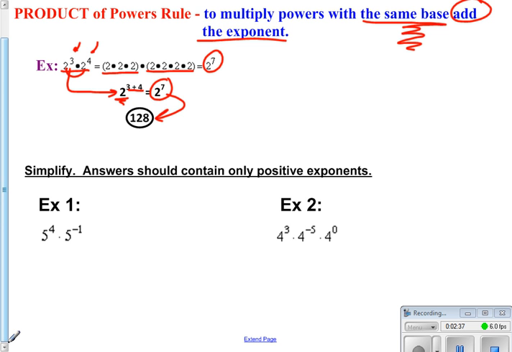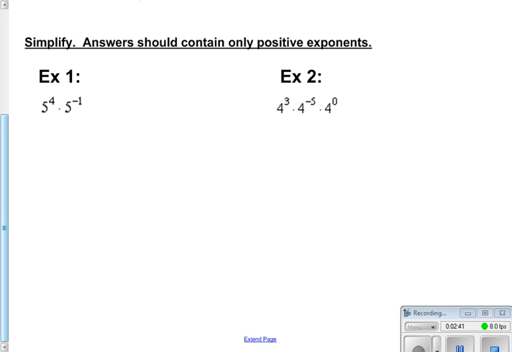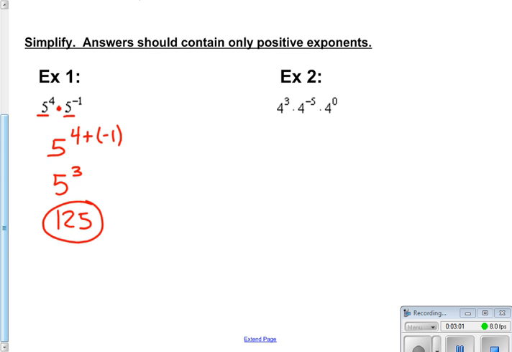Looking at our first example, the rules say simplify. Answers should contain only positive exponents. So when we go ahead and simplify here, we notice that we have 5 to the fourth times 5 to the negative first. 5 is our base number. Multiplying is happening. When you multiply and have the same base, you add your exponents. So 4 plus negative 1. We wind up with 5 to the third power, and simplified that as 125.